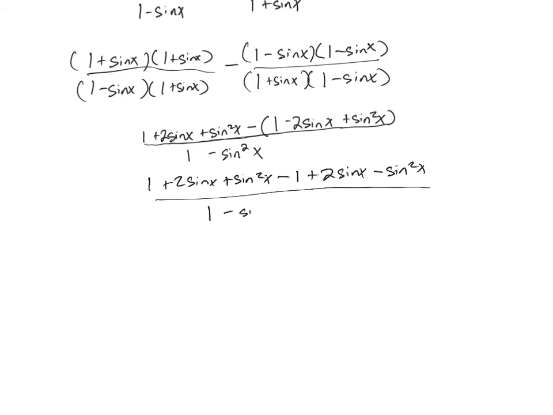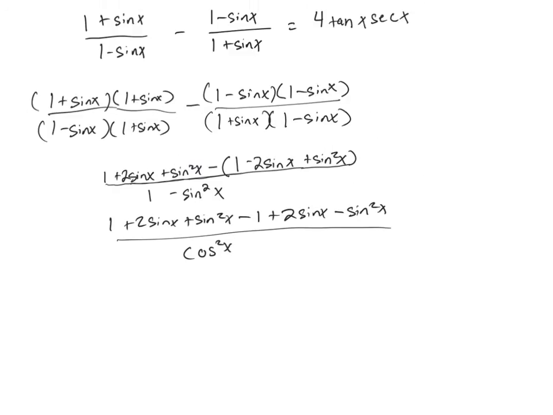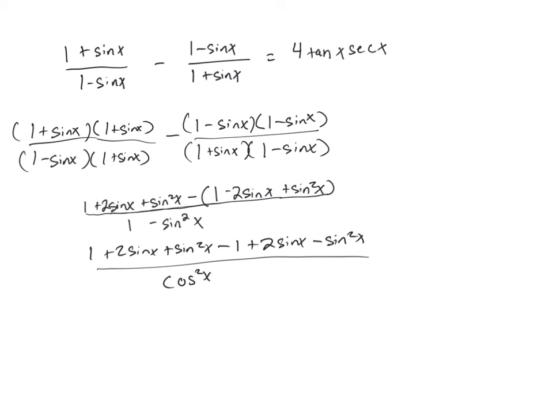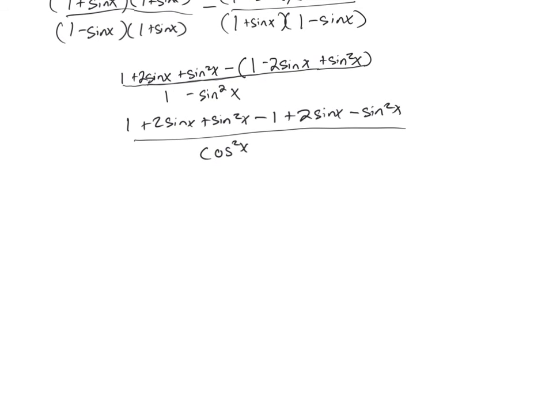I'm going to just reduce now. I know 1 minus sine squared of x is cosine squared of x, so I'm going to just turn the denominator into a cosine squared of x. Then if I simplify this further, the 1's cancel out, the sine squared terms cancel out, and I am left with 2 plus 2, that makes 4 sine of x over cosine squared of x.